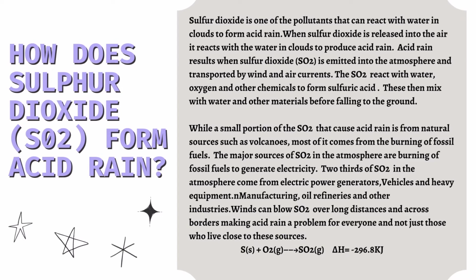Wind can blow SO2 over long distances and across borders, making acid rain a problem for everyone and not just those who live close to the sources. The formation of sulfur dioxide is sulfur plus oxygen to form sulfur dioxide, producing an exothermic reaction with negative 296.8 kJ.